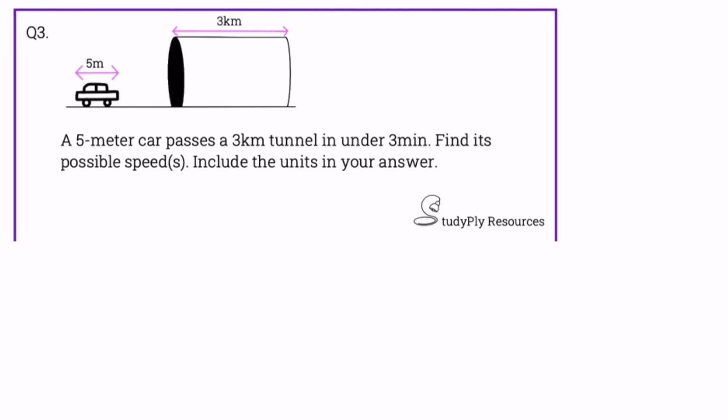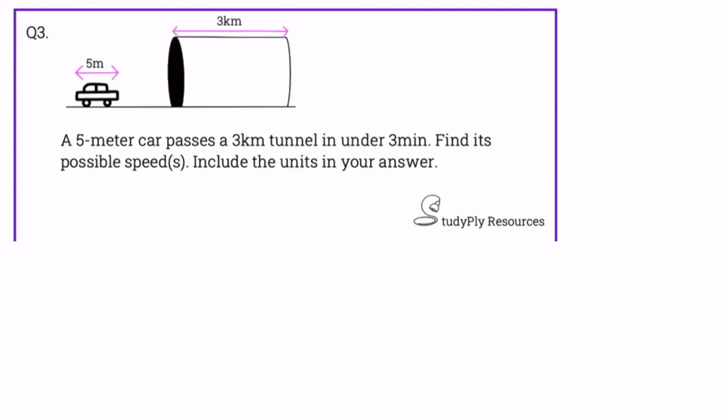Let's read it first. We are told a 5-meter car passes a 3-kilometer tunnel in under 3 minutes. Okay, a couple of things I pick up immediately is this under 3 minutes part. Clearly we'll need to form an inequality later on, so not only is this a distance equals speed times time question, it is also an inequality question. We are asked to find its possible speeds, another hint that we will be forming an inequality.